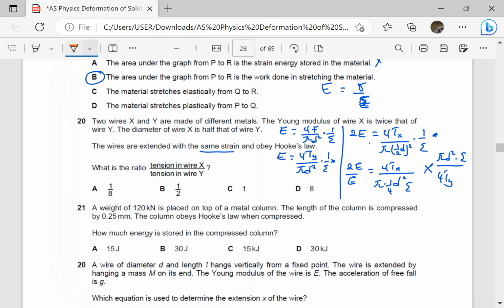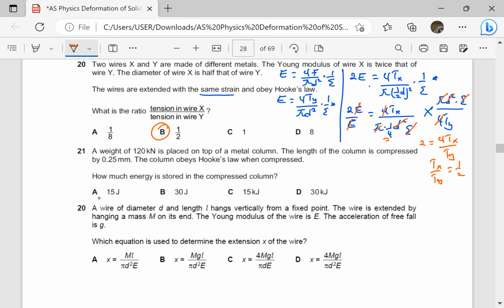So using a different color, I will cross out some of these things. E has cancelled, pi has cancelled, D squared has cancelled, epsilon has cancelled, 4 has cancelled, and I'm remaining with a 2 on the left hand side. So 2 is equal to Tx, the 4 in the denominator here, 1 over 4, the 4 goes up. So it will be 4Tx divided by Ty. So Tx over Ty is therefore going to be 2 over 4, which is a half. So our answer here is going to be precisely B.